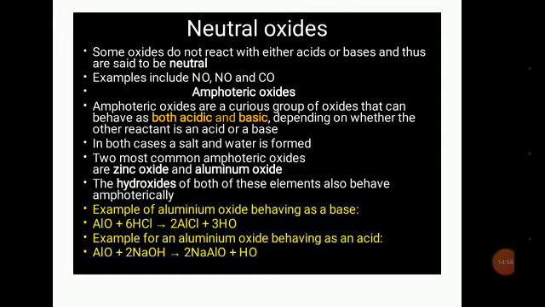Example of aluminum oxide behaving as a base when reacting with an acid, HCl: Al2O3 plus 6HCl, arrow 2AlCl3 plus 3H2O. Example of aluminum oxide behaving as acid: Al2O3 plus NaOH, arrow sodium aluminate NaAlO2 plus H2O. We see here that aluminum oxide is acidic and also basic, hence they are called amphoteric oxides.